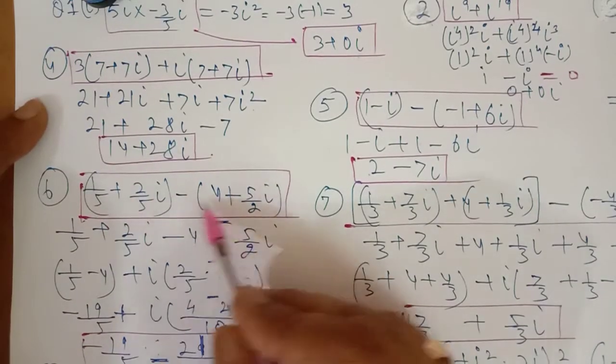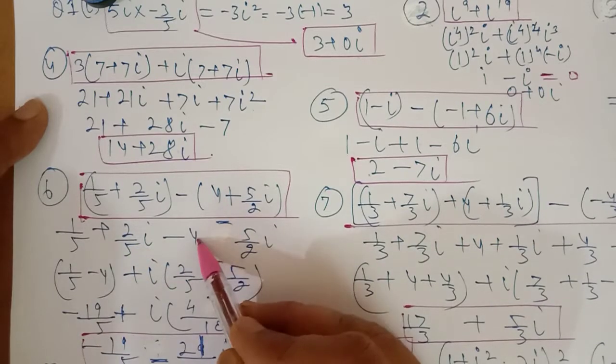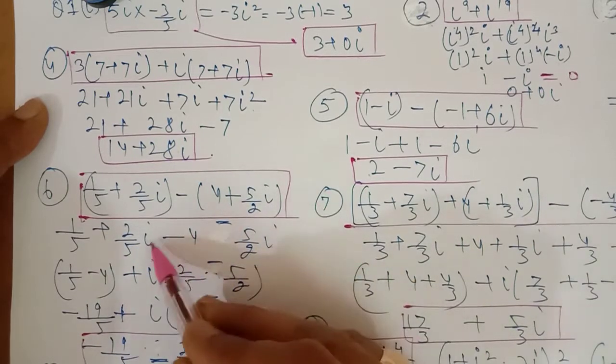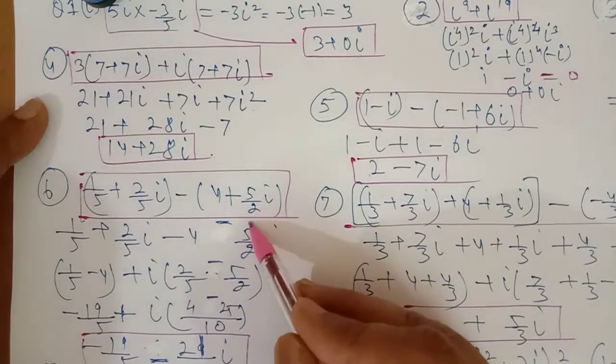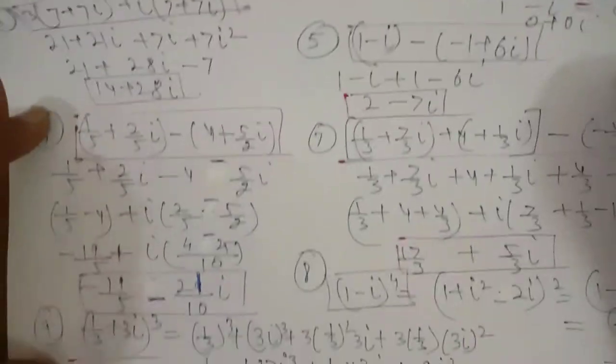Again, real part, imaginary part, real part, imaginary part. Open the bracket and collect the real part. These are the two real parts, and these are the two imaginary parts. You can take i common. 2 upon 5 minus 5 upon 2 is the real part. Simplify and you will get it in the form a plus ib. There is some calculation part.